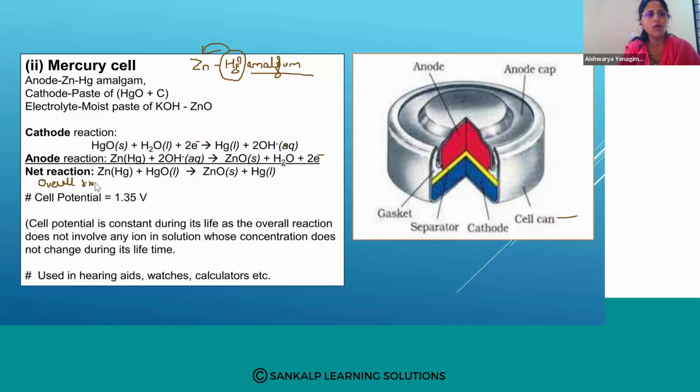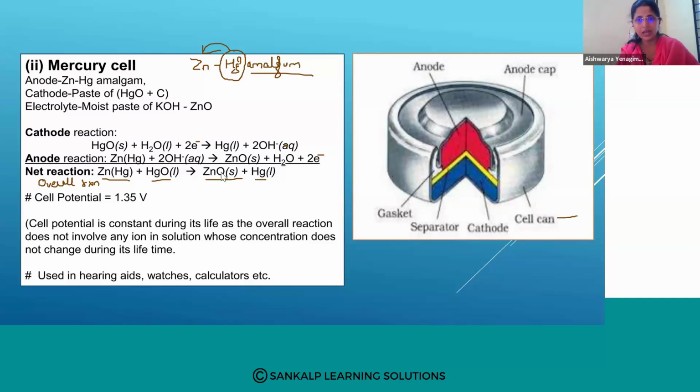If you write the overall reaction, or you can say the net reaction, we can represent it as Zn(Hg), zinc amalgam, plus HgO gives ZnO plus Hg. Please look at the overall reaction. Since the overall reaction does not involve any ion, can you see any ion here? Any charged ion? No, neither positive nor negative. So since the overall reaction does not include any ion whose solution can change, the solution does not change, right?